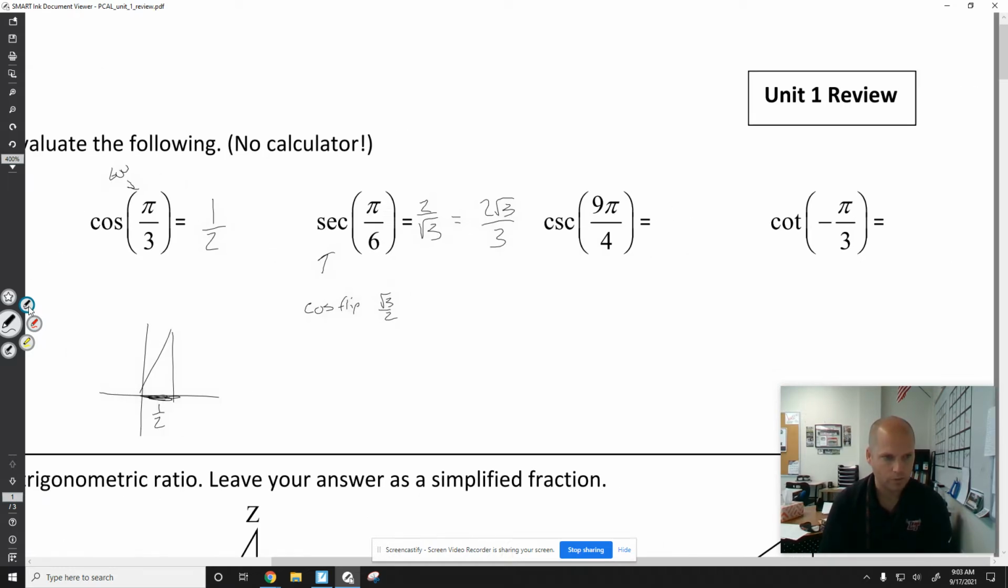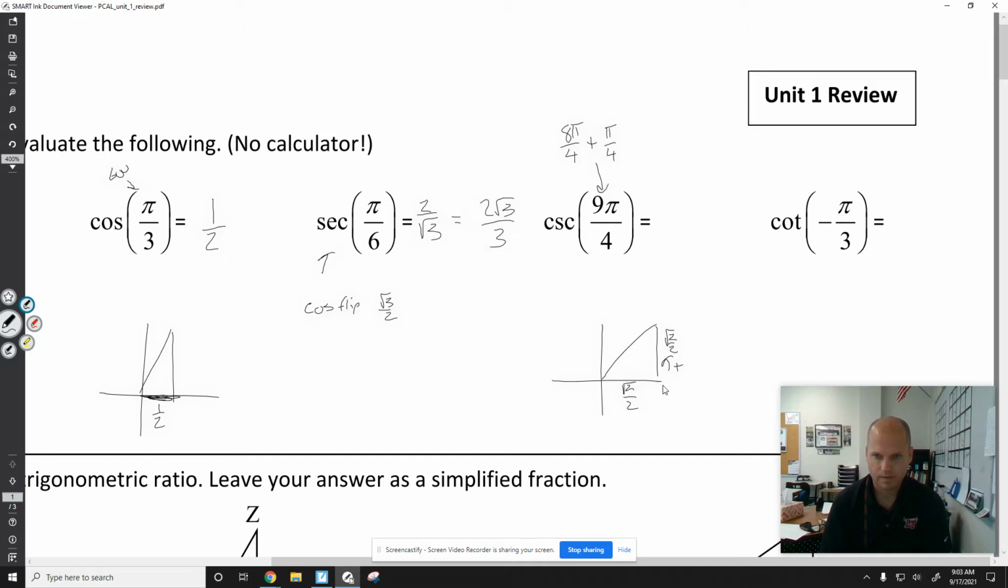9 pi over 4. Where's that? I know where 8 pi over 4 is. It's 2 pi. Add a pi over 4. So I'm going to go all the way around my circle, then add 45 more degrees because adding is counterclockwise. Side lengths are both positive because we're in the first quadrant.